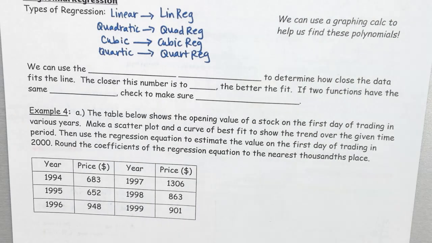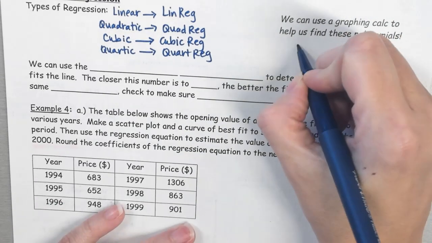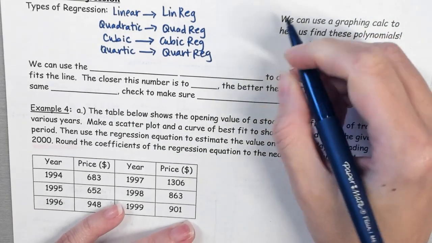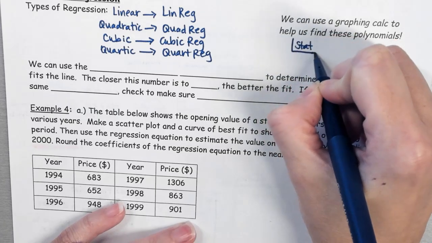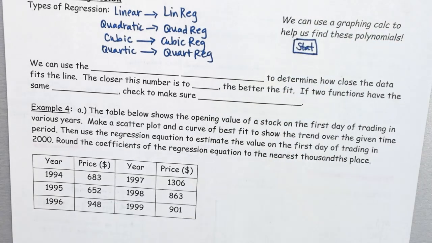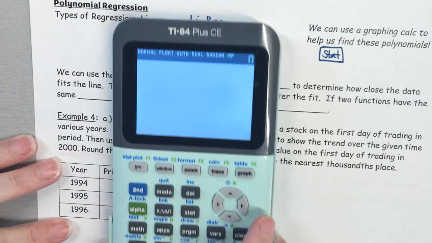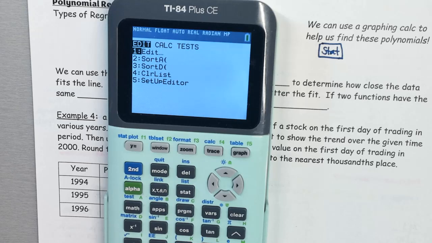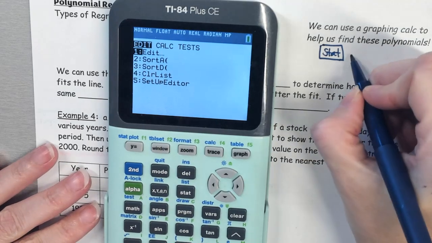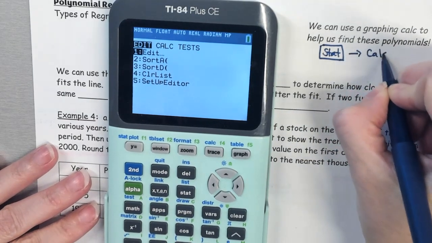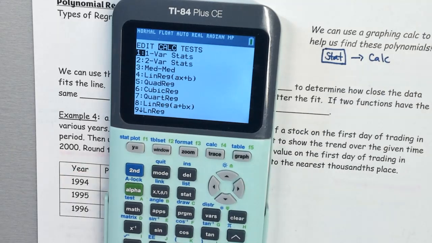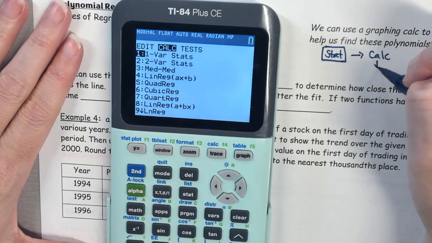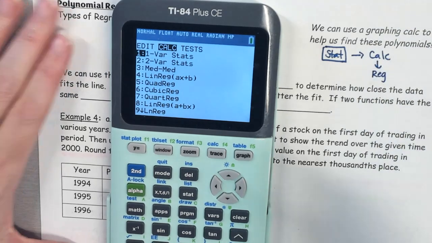Okay, so when you are finding these on your graphing calculator, you're going to hit the stat key. And then once you hit the stat key, a menu is going to pop up. Okay, so once you hit stat, you have this menu. You are going to arrow over to the calc section. And there's so many fun things in the calc section. We are going to focus on the regs.